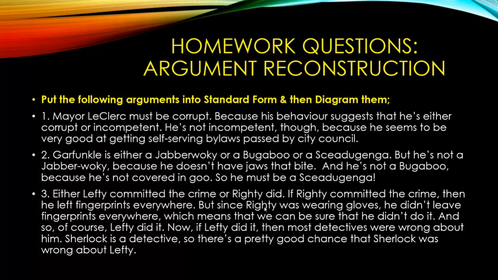Now, if Lefty did it, then most detectives were wrong about him. Sherlock is a detective, so there's a pretty good chance that Sherlock was wrong about Lefty. All right, so put these into standard form and provide me with a helpful argument diagram for them. Remember all of the 7 and 8-step processes that I gave you guys. All right, that's it.